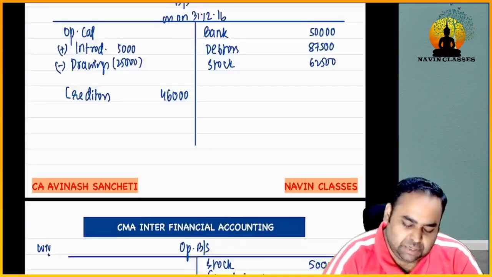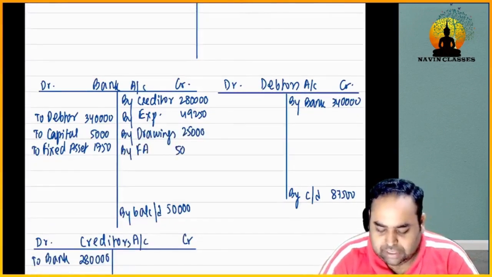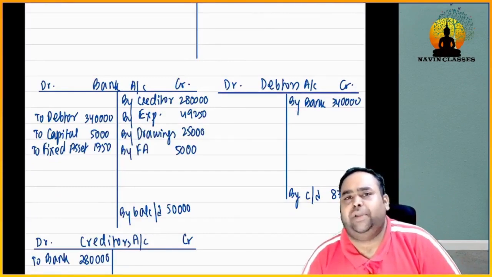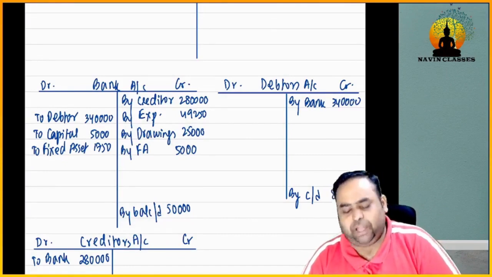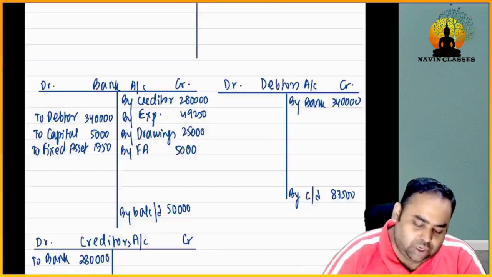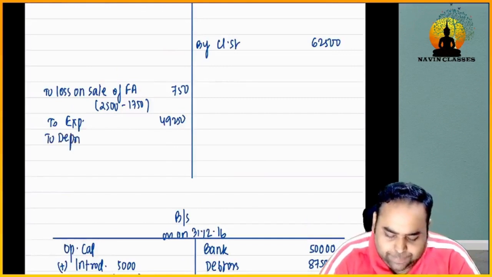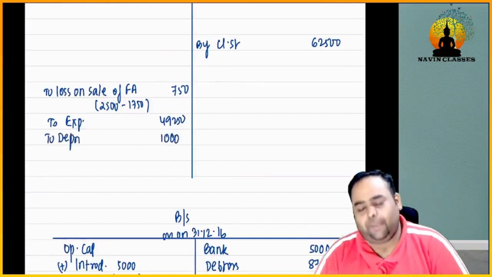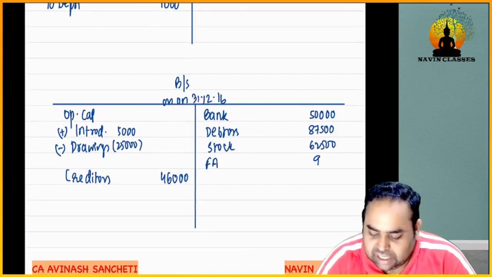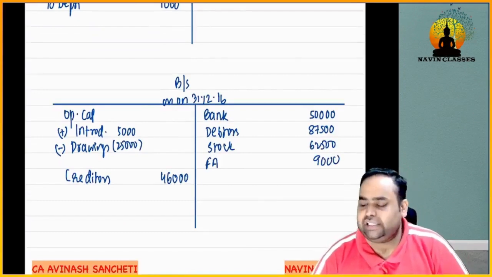The purchase of fixed asset, 5,000 in bank by fixed asset, 5,000. Now, fixed asset was 7,500, 2,500 was sold, then 5 were left and 5 more were purchased, making it 10. But the closing balance for the fixed asset is 9,000. The fixed asset should have been 10,000, but it's 9,000. So in this, depreciation will become 1,000, and the fixed asset will become 9,000.